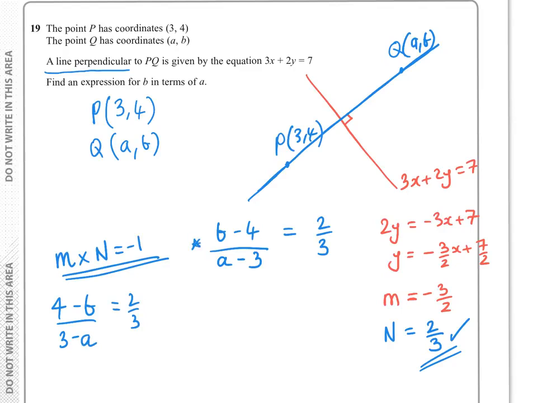So what we can do is we can say, well, we want to find an expression for b in terms of a, so we've got to make b the subject, so we can times both sides by a minus 3. And then we can add 4.